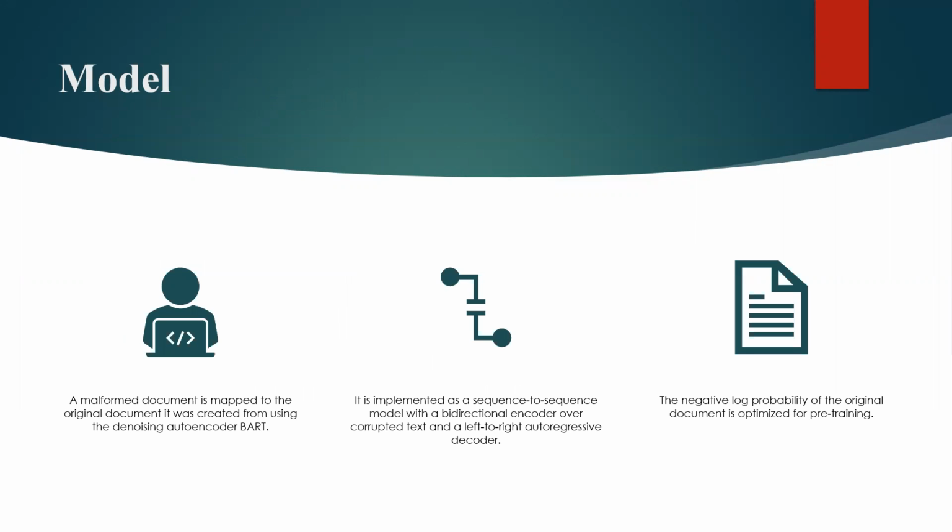Coming to the model, a corrupted document is mapped to the original document. It was created using the denoising autoencoder BART. It is implemented as a sequence-to-sequence model with a bidirectional encoder over corrupted text and a left-to-right autoregressive decoder. The negative log probability of the original document is optimized for pre-training.